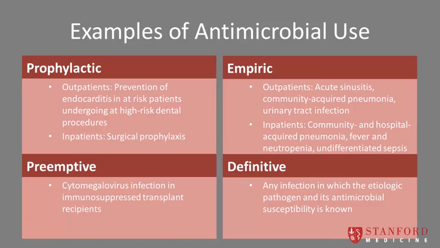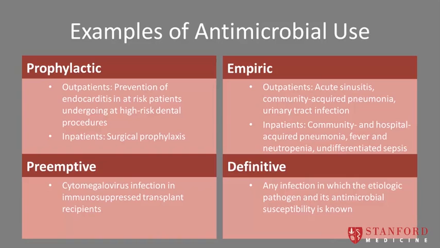In the outpatient setting, the most common use of empiric therapy is in acute sinusitis and community-acquired pneumonia. In such patients, one almost never knows the precise etiology of the infection, or especially in acute sinusitis, whether it's actually due to a bacteria. In the initial management of urinary tract infections, antibiotics are administered empirically, but then may be altered depending on the results of culture.